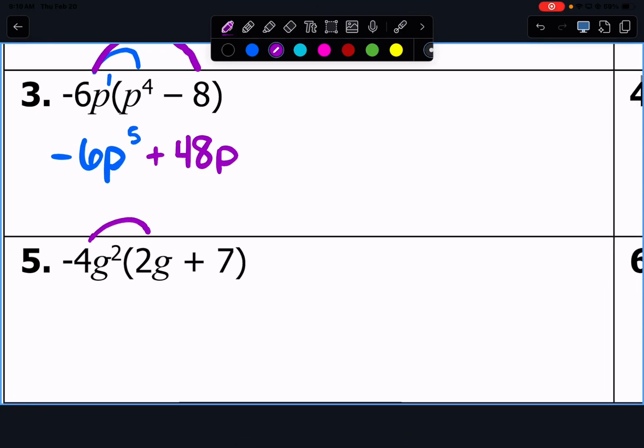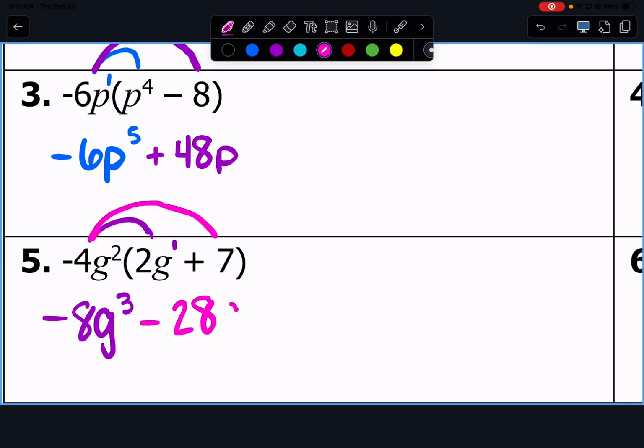All right, so negative 4 times 2 is what? Negative 8. Okay, then g squared times g to the first is what? G to the third. All right, then we do the same thing for the next term. So negative 4g squared times 7. Negative what? 28. Not just negative 28, but negative 28 g squared, because this one does not have a g, so we just take whatever this is.